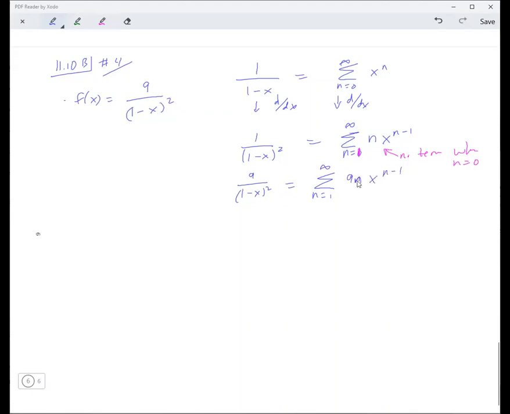Now this is kind of tricky because the answer they want is going from 0 to infinity. So this right here is an answer, but they might mark it wrong if you put that in, or maybe they'll mark it right. Who knows?